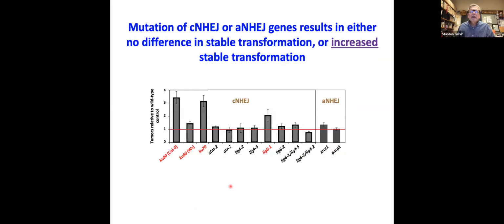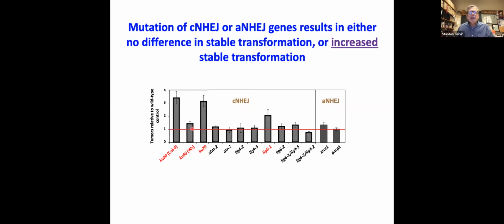So what we did was we took these various Arabidopsis genes involved in non-homologous end joining, the classical pathway or the alternative pathway, and we took mutants of these genes. We showed that these genes were not functioning, and then we did stable transformation. As you can see here, 1 is the wild type level. We never saw a decrease in transformation with these different mutants.